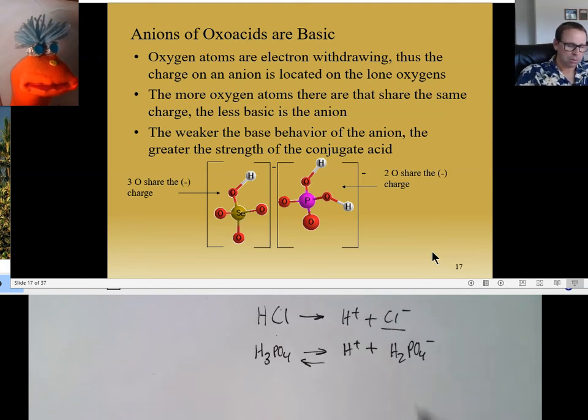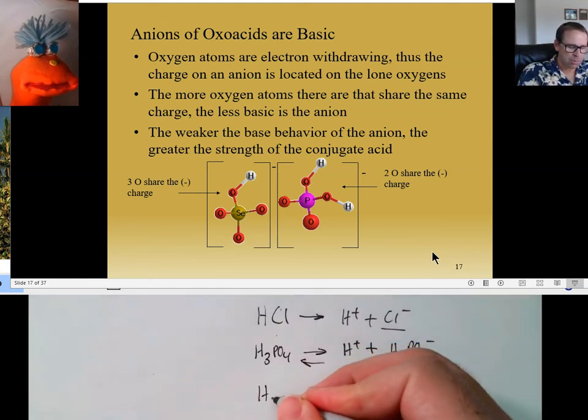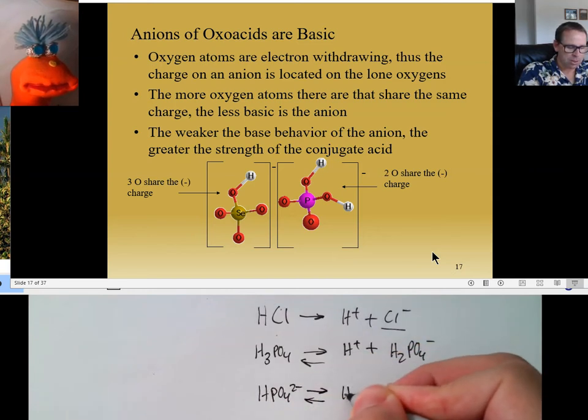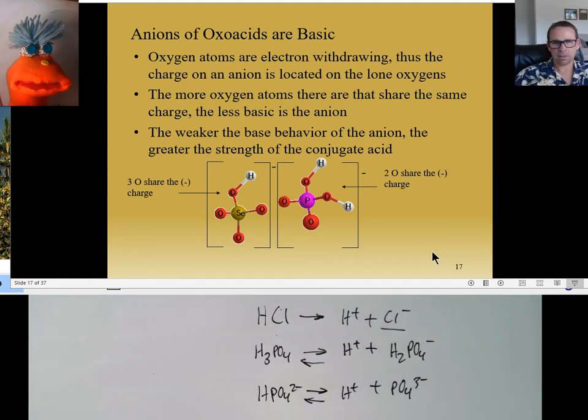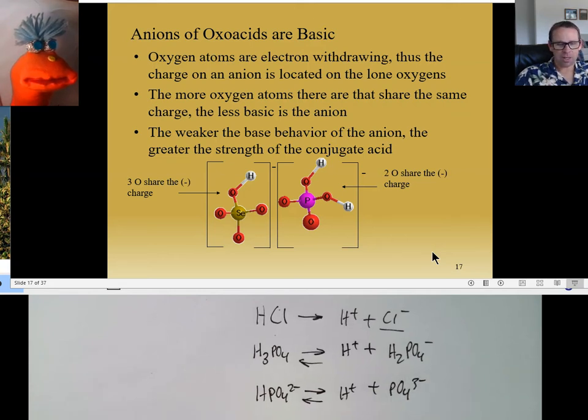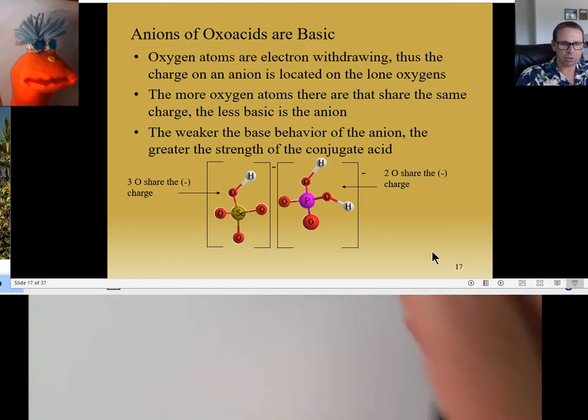For sure, if I had HPO4 2 minus, and I release that hydrogen ion and form PO4 3 minus, this would be a very strong base. This is not a very weak acid, or not a very strong acid, but its conjugate base is going to be a pretty strong base.